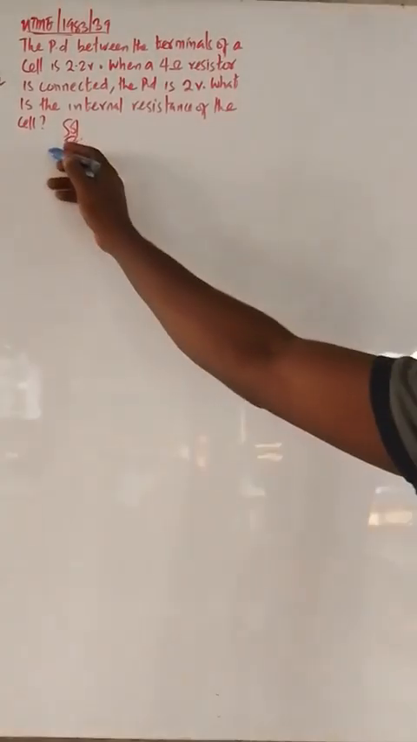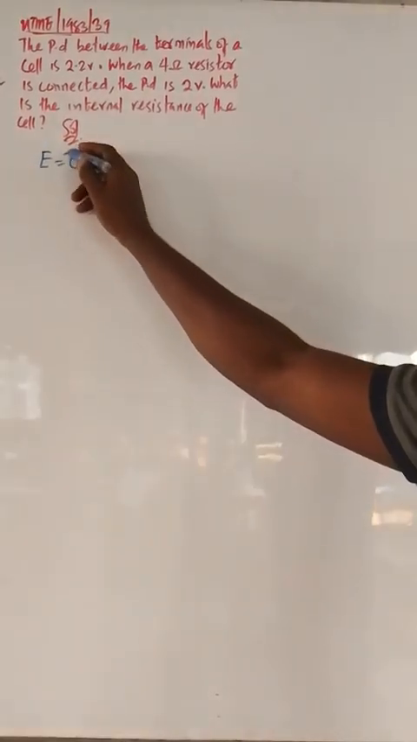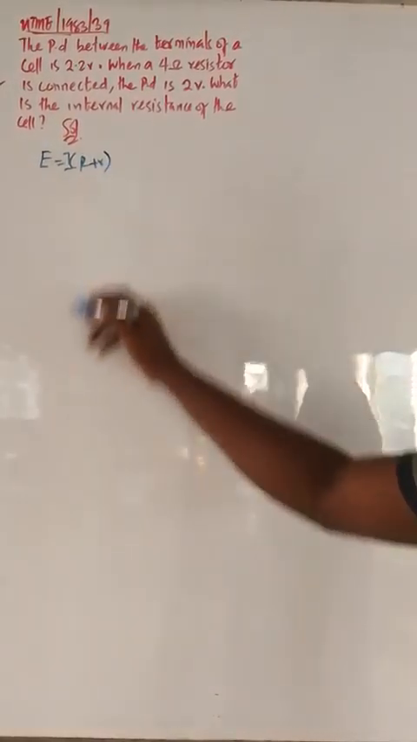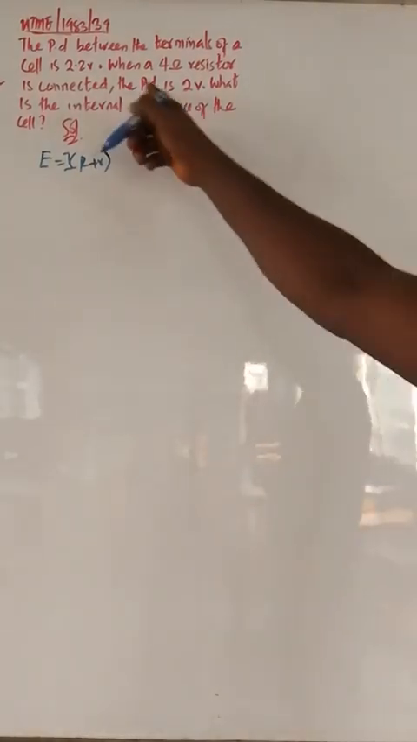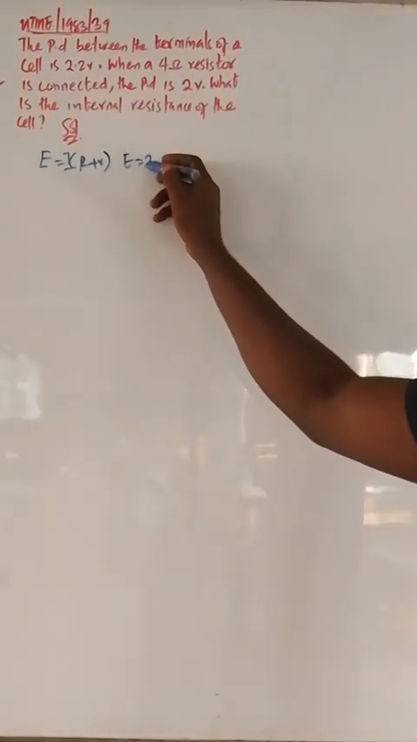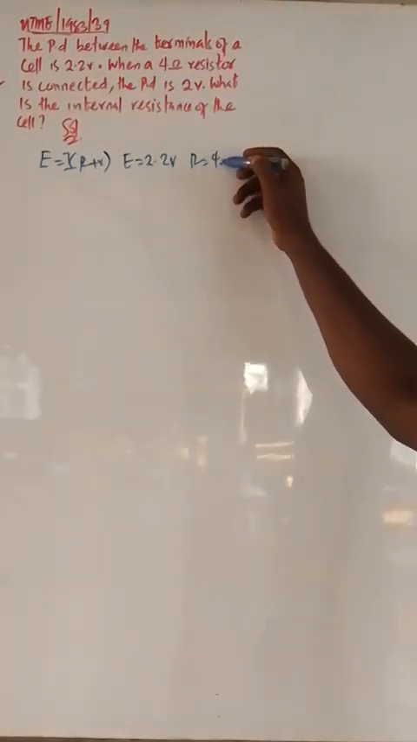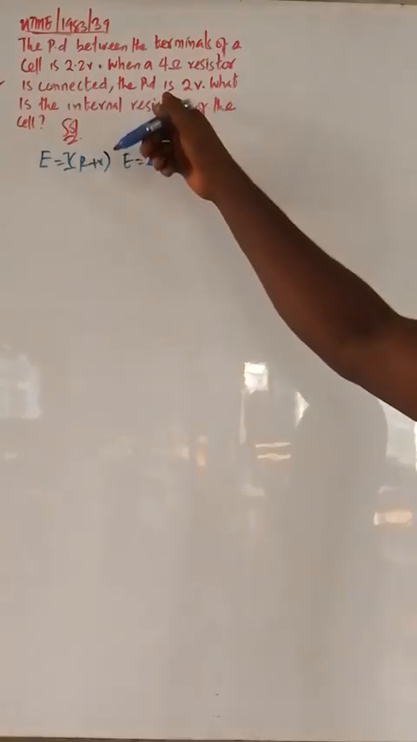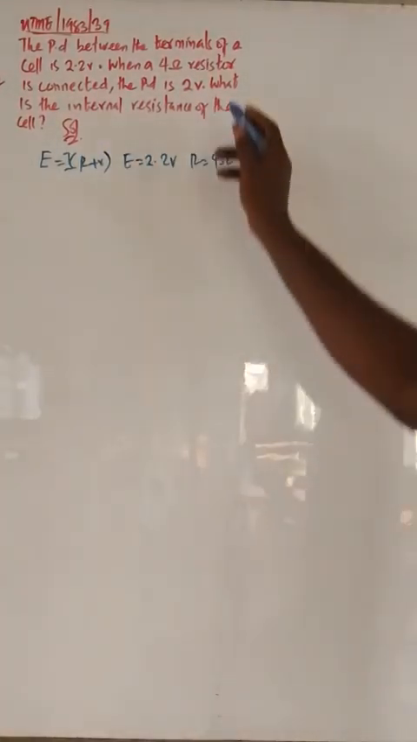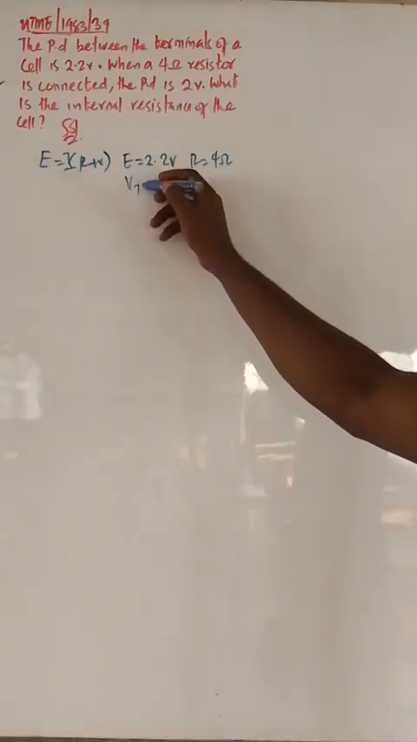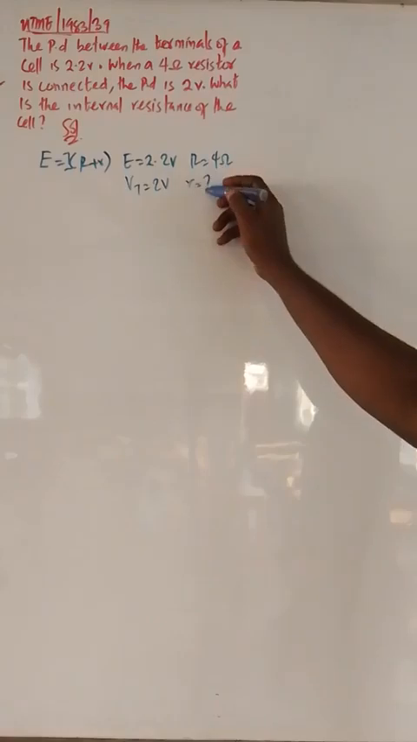I told you, anytime they mention internal resistance, we are going to use this formula: E = I(R + r). They didn't talk about current at all. But note this: we are given 2.2 volts, which is actually the EMF of the cell when there is no load. But after there is a 4 ohm resistor, the EMF reduced to 2 volts. So this 2 volt is what we call the terminal voltage. So they ask, what is the internal resistance of the cell?